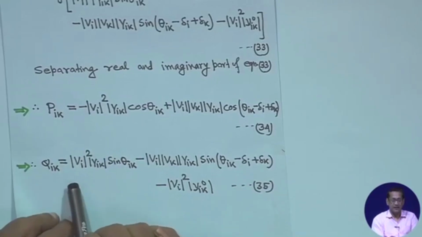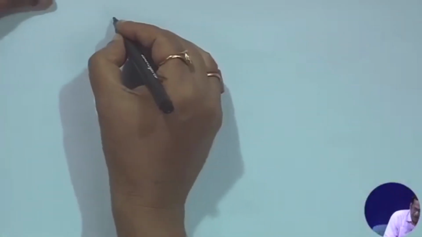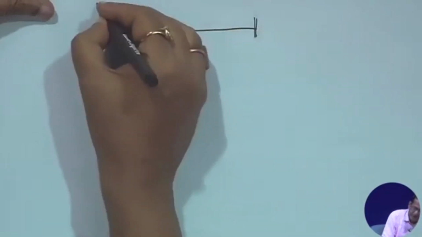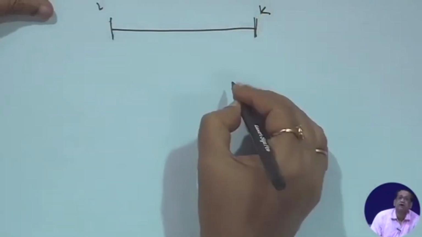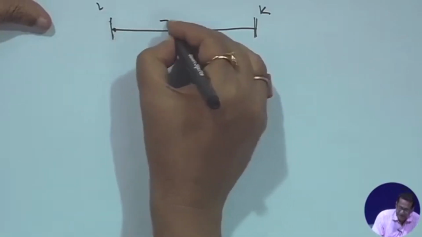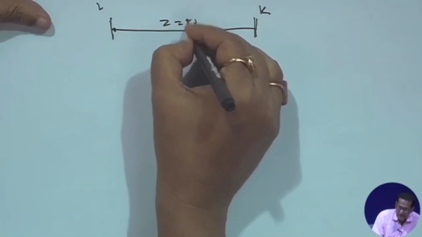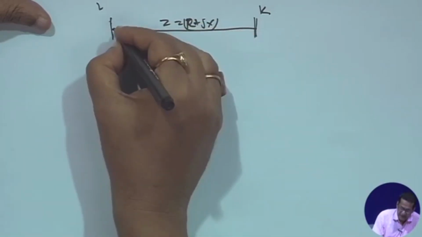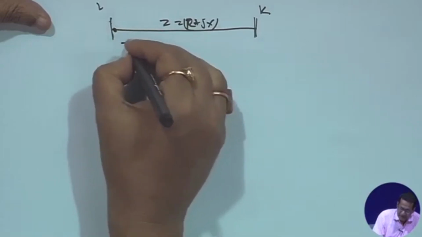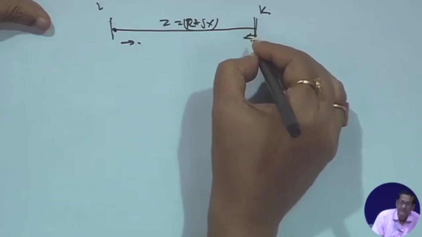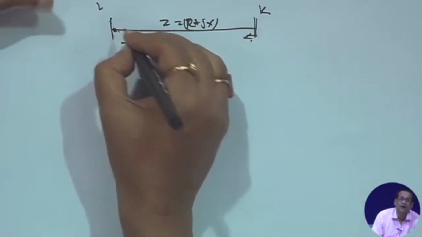Right. Now, before going to this, suppose you have a bus bar, this is say the ith bus and this is the kth bus. Suppose the line has impedance z equal to r plus jx. At this point, suppose power is flowing in this direction, and on this side you take this direction. So at this point you measure the power.